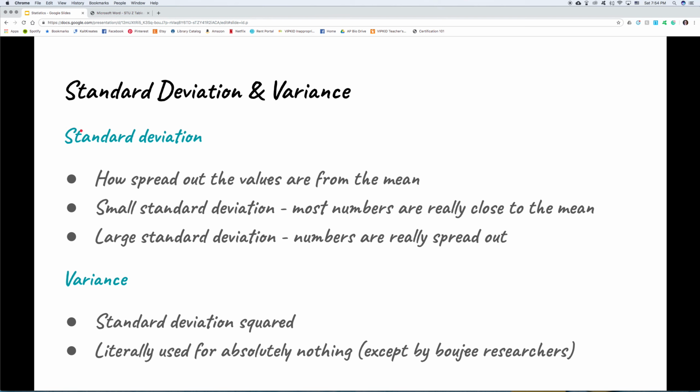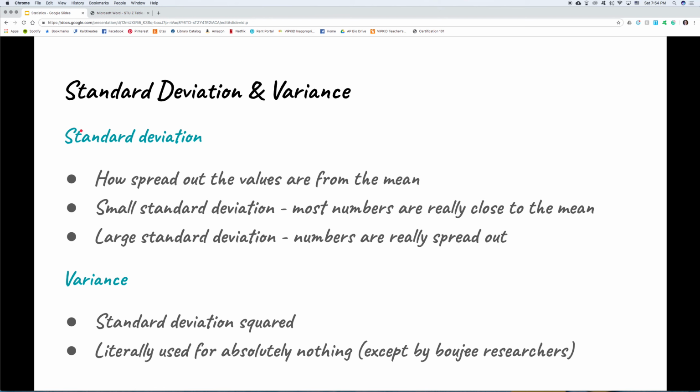So if you had values like 1, 3, 2, 4, those numbers are all really close together, so you're going to have a small standard deviation. If you had numbers like 1, 57, 20, and 3012, those are really spread out. So you're going to have a larger standard deviation.